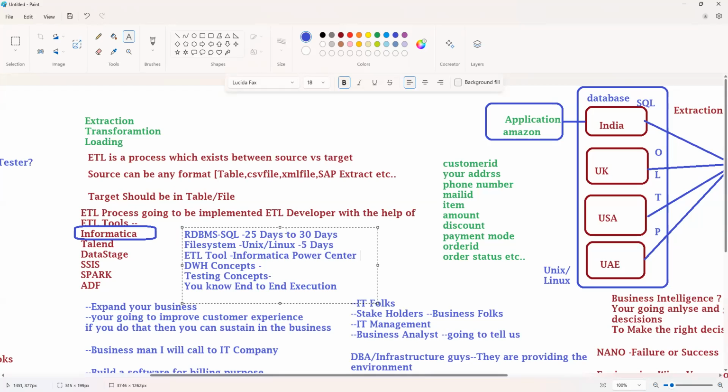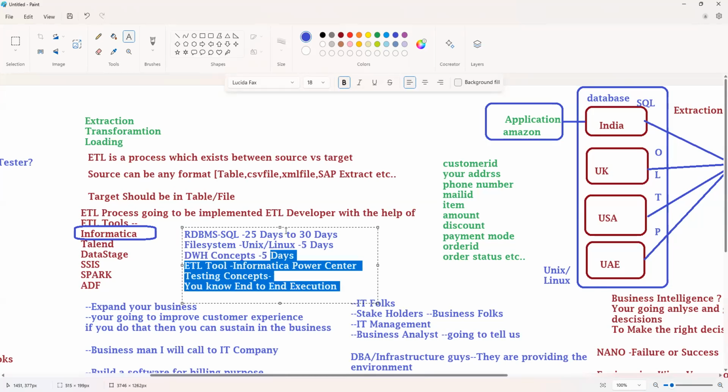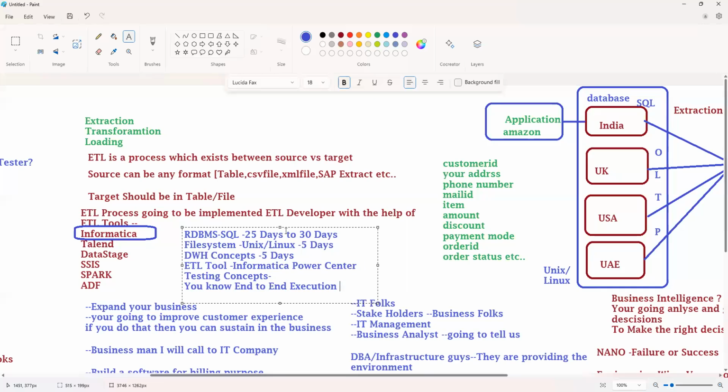Then Informatica Power Center. Informatica data warehousing concepts, 5 days. Then the remaining everything from Informatica Power Center. And once we have Informatica Power Center, then we'll go ahead and talk about the testing concepts and end-to-end execution, where each transformation we will take and validate it. 20 days, which we are going to dedicatedly do this activity.